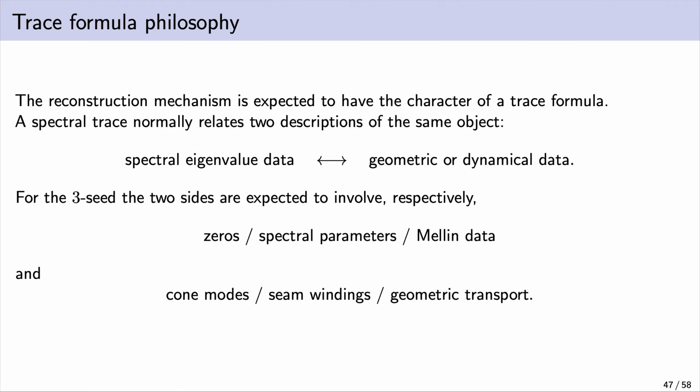So trace formula philosophy, the reconstruction mechanism is expected to have the character of a trace formula. So a spectral trace normally relates two descriptions of the same object, spectral eigenvalue data and geometric or dynamical data. Now for the 3 seed, the two sides are expected to involve zeros, or zero spectral parameters, Mellin data, and then cone mode, seam windings, and geometric transport.